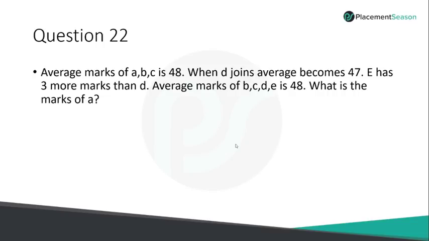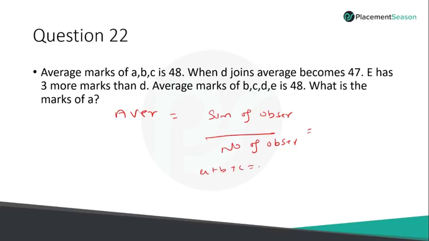Problem number 22. A simple average problem. Average marks of A, B, C is 48. So you know the formula for average, right? Average equal to sum of observations by number of observations. So it is A, B, C. A plus B plus C equal to 48 into 3.